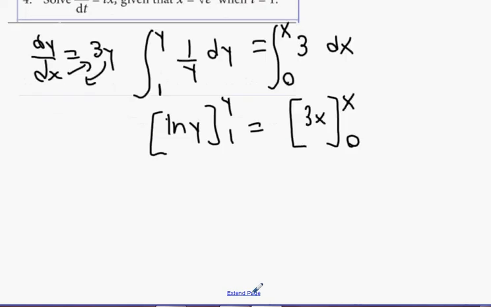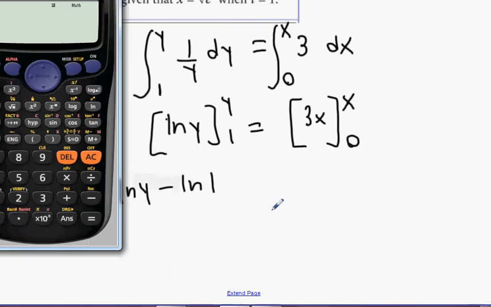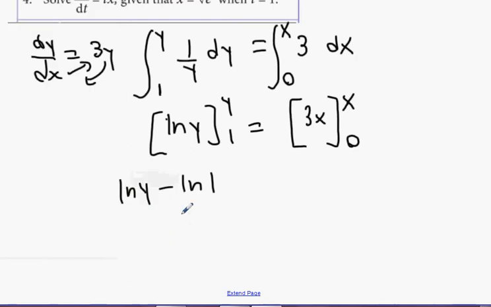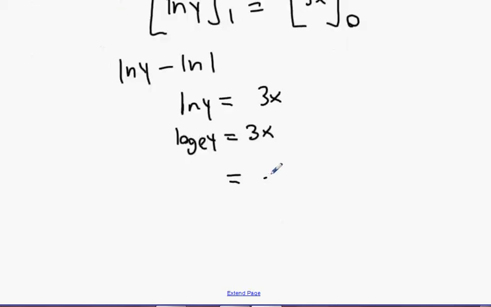And look what happens next. We're going to get ln y minus ln 1. Anybody know what ln 1 is? 0. Okay, so ln y equals 3x minus 3 times 0. The minus 3 times 0 doesn't have to be there. Now, what does ln mean? Log to the base e of y equals 3x. Then bring up your log function, and what happens is the e becomes the base number, and the 3x is the power. So you get y equals e to 3x.